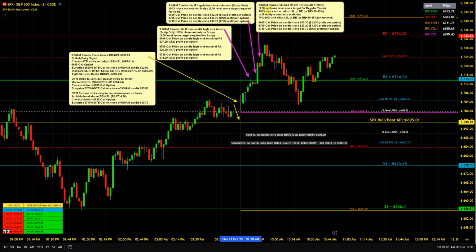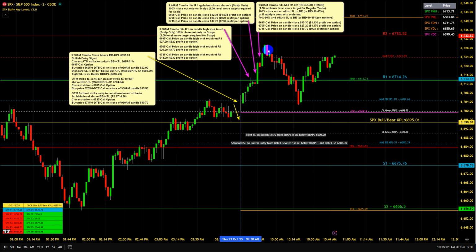So the 1.5 minimum level move target for a regular trade was met here on this 9:48 a.m. candle, which you can see it touches and also closes above. So this is the decision point on regular trades for either a 100% closeout of your contracts or adjust your stop loss to break even.